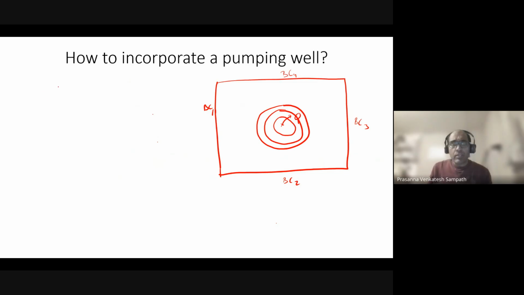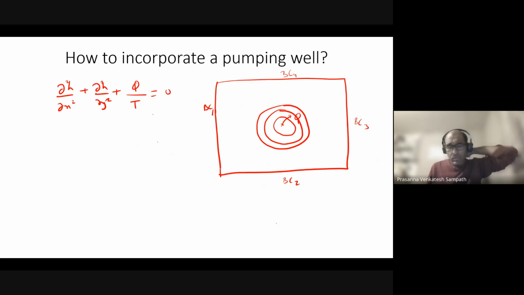Our governing equation would look like this: ∂²h/∂x² plus ∂²h/∂y² plus Q divided by T equal to 0. Let's say this is the equation that I'm trying to solve. Wait a second. Let us check if my units are consistent.